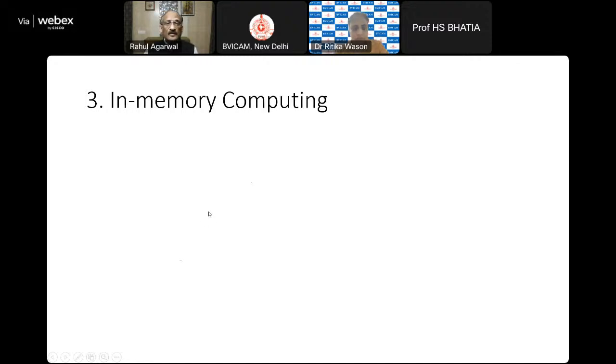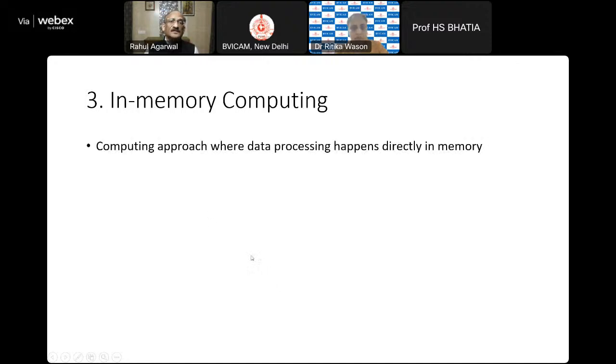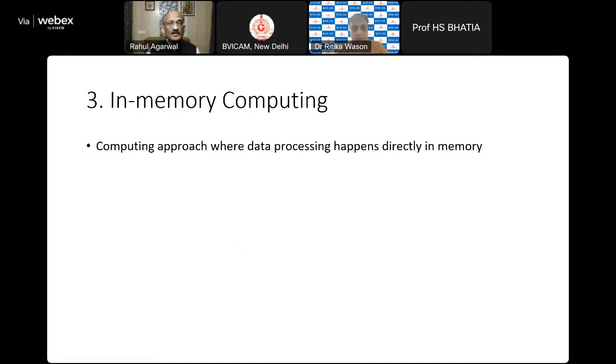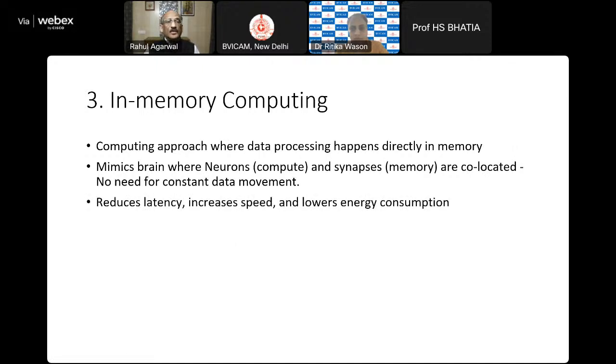The third concept used is in-memory computing, a computing approach where data processing happens directly in the memory. It mimics the brain, where neurons act as compute and synapses act as memory, which are co-located. So it reduces latency, increases speed, and lowers energy consumption. And it uses specialized hardware like memristors.